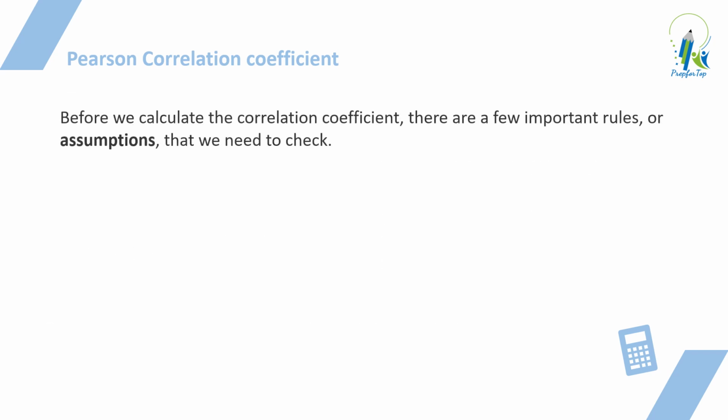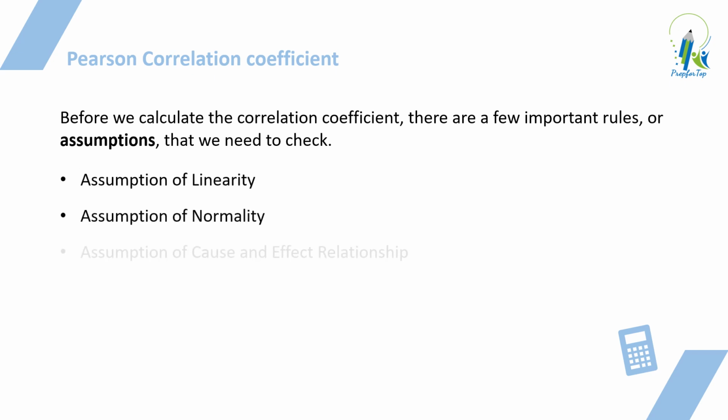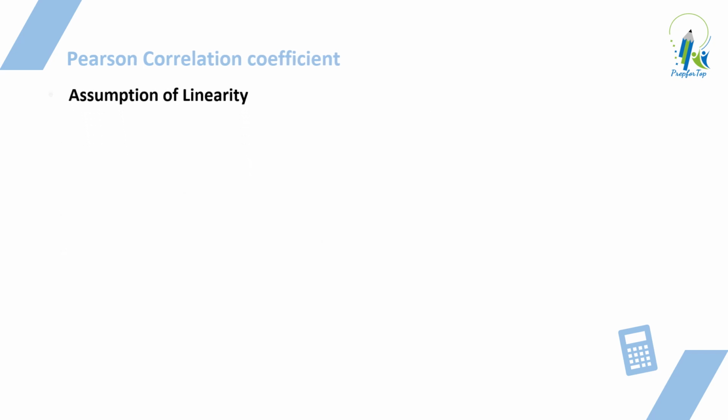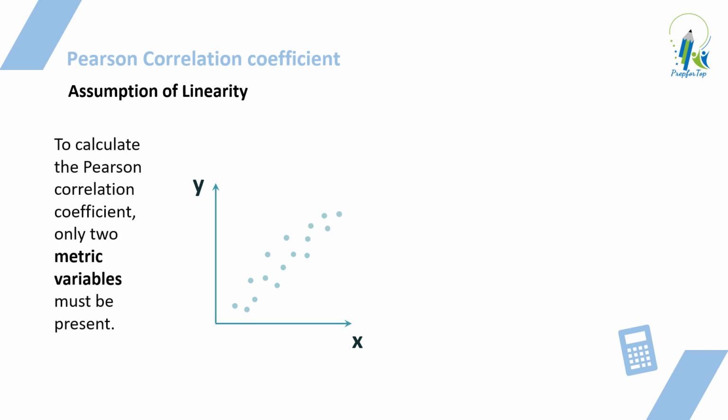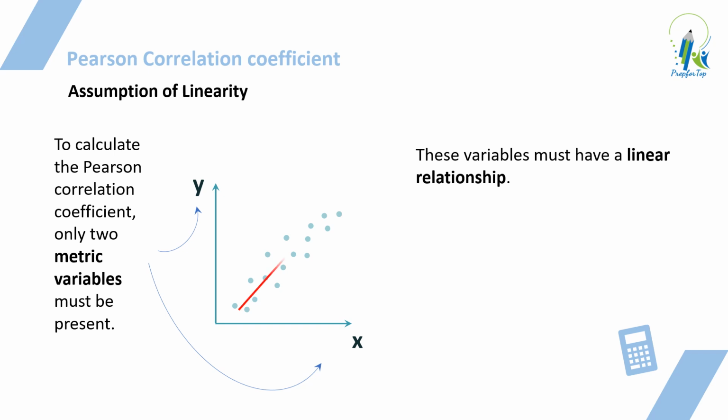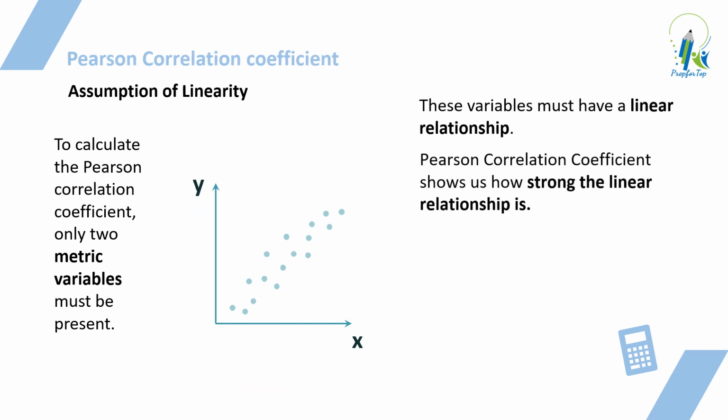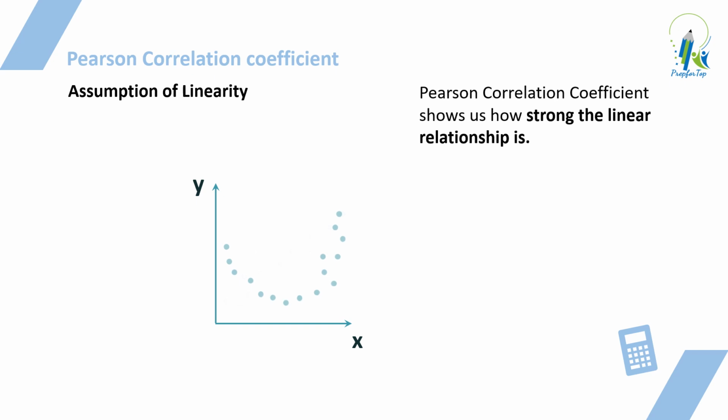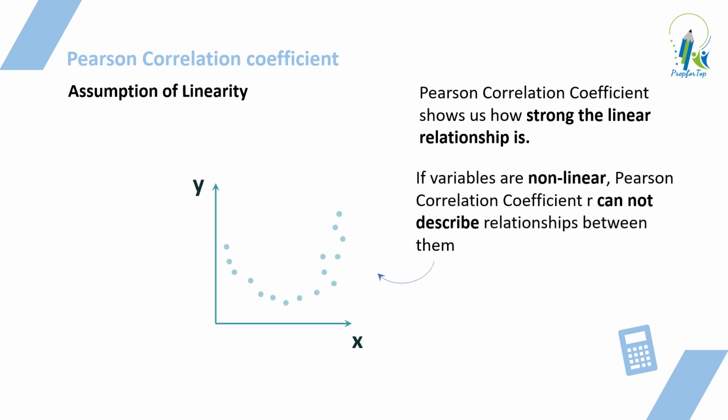Before we calculate the correlation coefficient, there are a few important rules or assumptions to check. Assumption of linearity, assumption of normality, assumption of cause and effect relationship. Assumption of linearity. To calculate the Pearson correlation coefficient, two metric variables must be present, and they must have a linear relationship. The Pearson correlation coefficient measures the strength of this linear relationship. If the variables are nonlinear, R cannot describe their relationship.